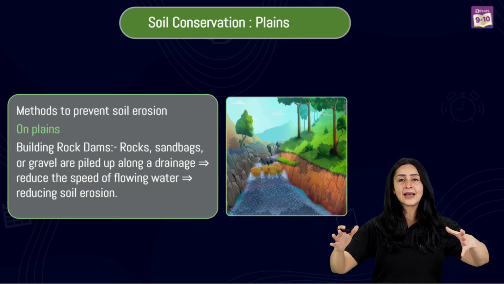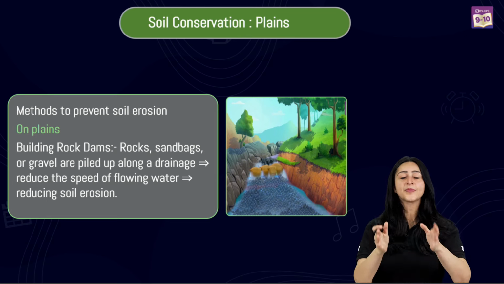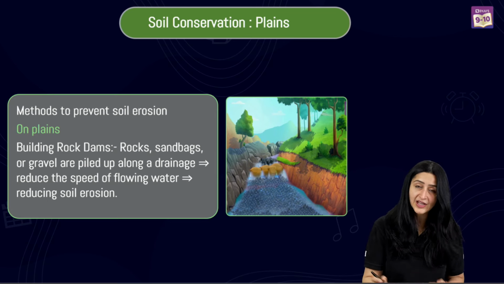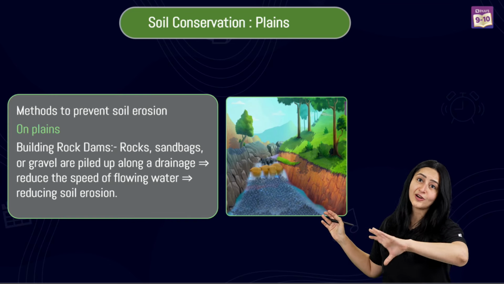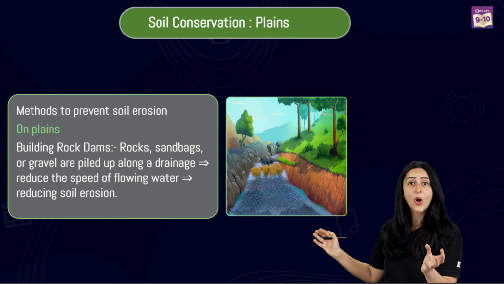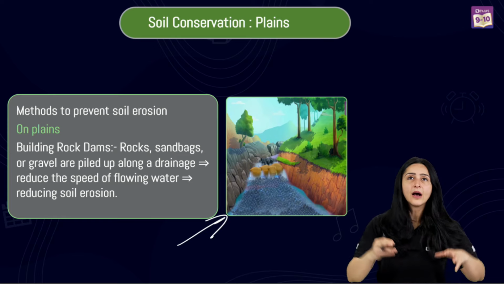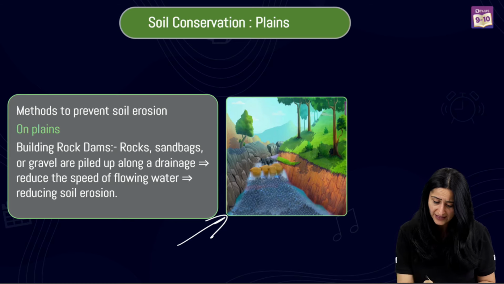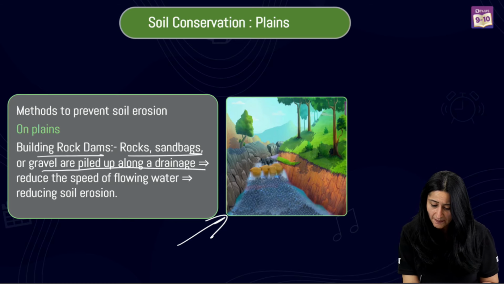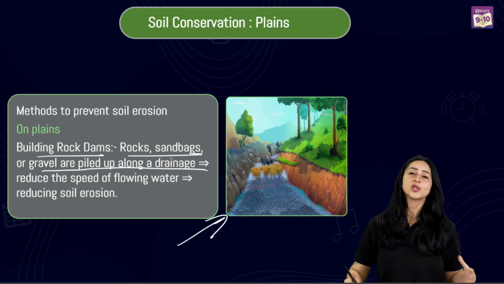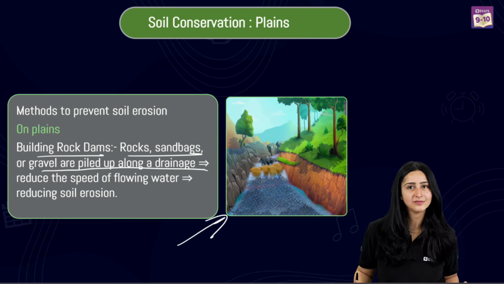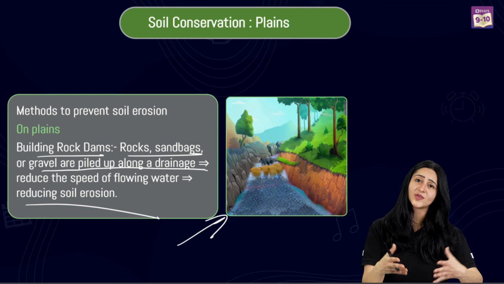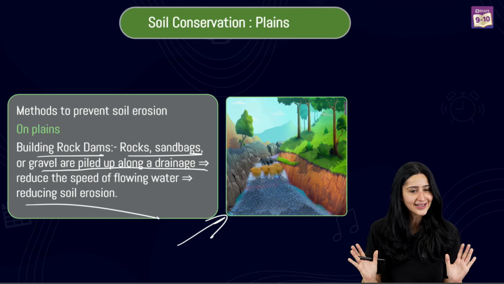On the plains, sometimes if you have channels of running water, what do we do in these channels? We need to slow down the pace of the water flowing. So what do we do? We build rock dams, which means that we put rocks, sandbags, really heavy material, piled along that drainage so that it slows down the water, right? And we know that when you slow down the flow of the water, there is less soil erosion. Right? Okay.